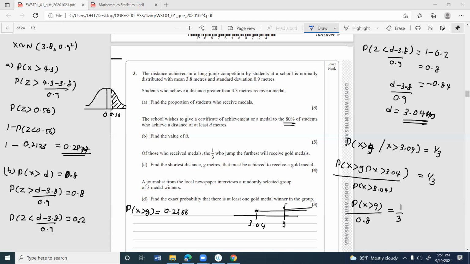That gives 0.2667. Then I want to make this into the standard normal. Z is greater than G minus 3.8 divided by 0.9 equals 0.2667. Then we know that the greater region you can't read from the table. Therefore, you write the lesser region: G minus 3.8 divided by 0.9 equals 1 minus 0.2667.